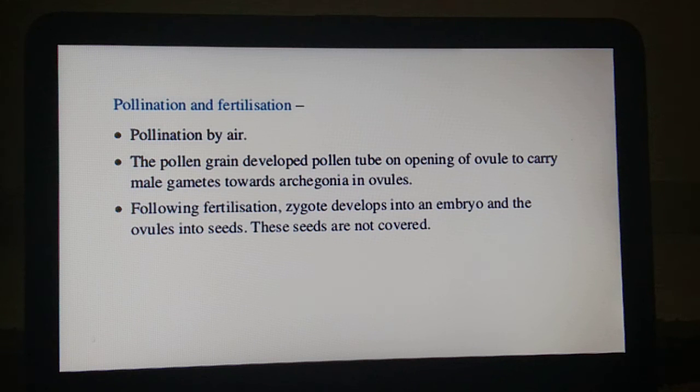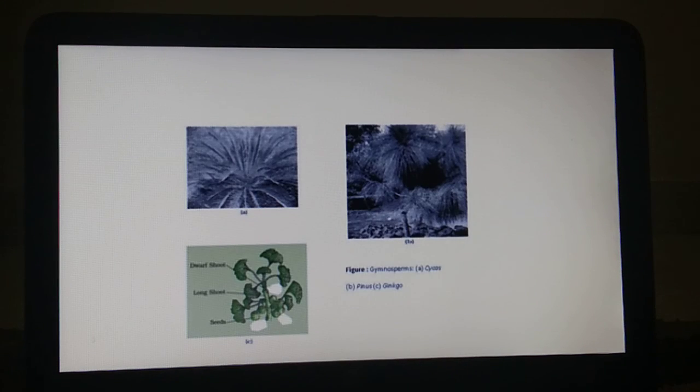This is the same procedure, student, that you have studied in your class 10. The pollen grains germinate, the pollen tube consists of male gametes. It goes into the ovule through that pollen tube, and fuses with the female gamete. That results in fertilization. Zygote has been formed, student. It undergoes various divisions to form the embryo and the ovules into seeds. So these seeds are not covered in case of gymnosperms. Only this difference is there.